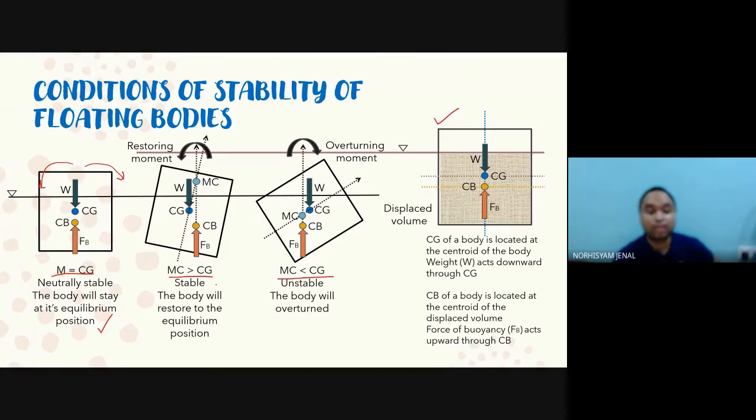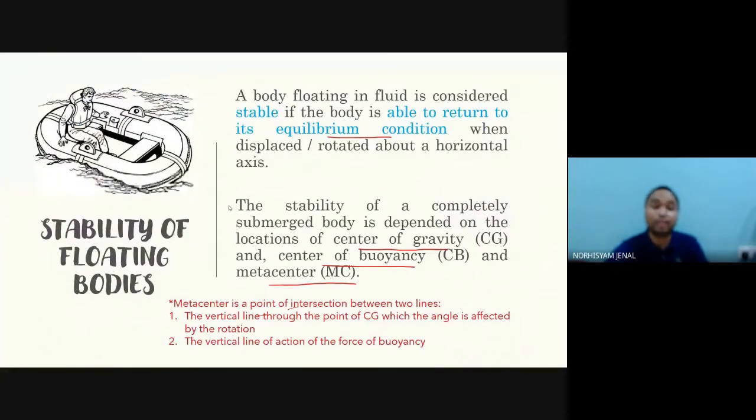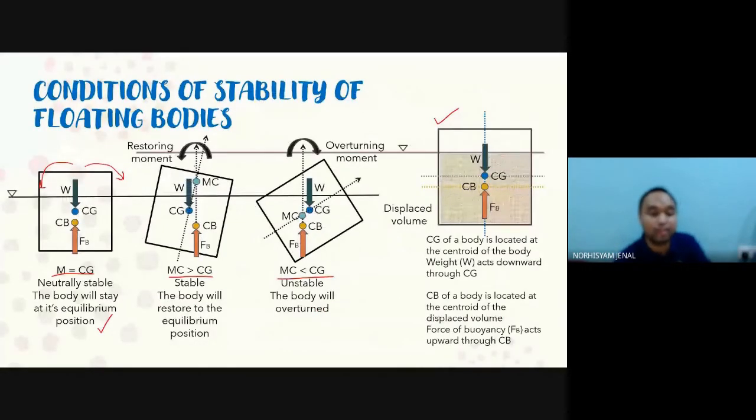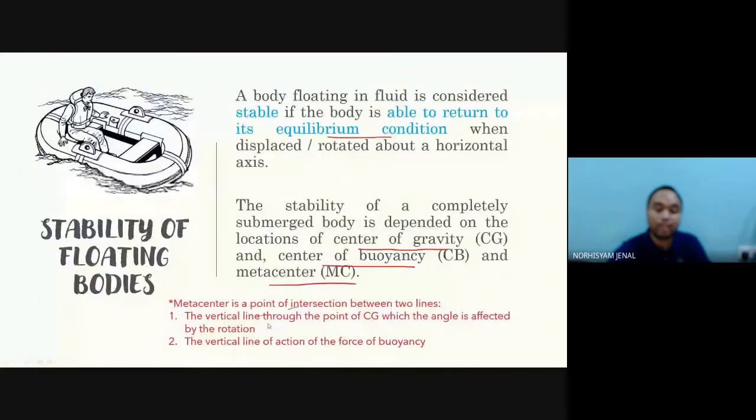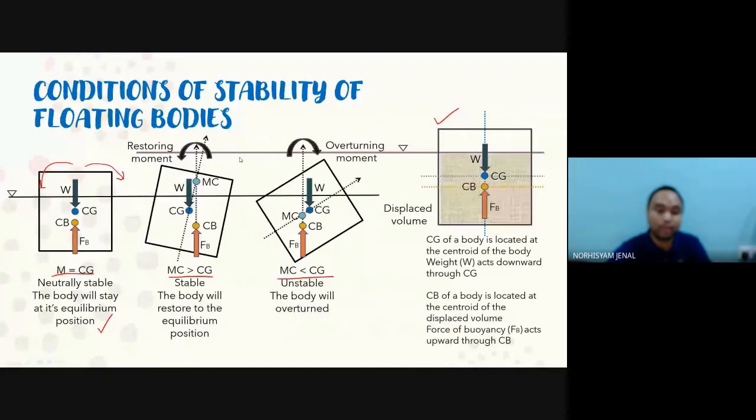Number two, the condition called stable is when you have the MC higher than CG. So what does it mean by MC just now? We already learned that MC is a point of intersection. Which intersection? The first intersection is this one. If you read from the page before, the vertical line through the point of CG where the angle is affected by the rotation. Vertical line means this one, the original vertical line, this line over here.